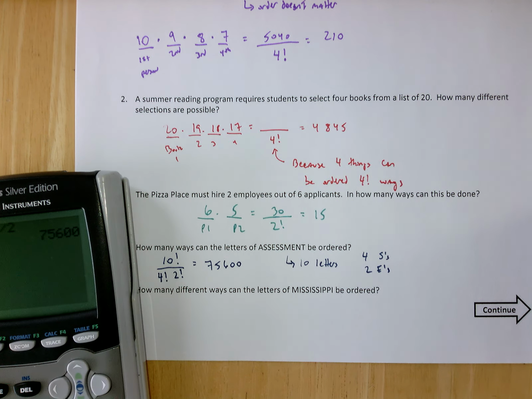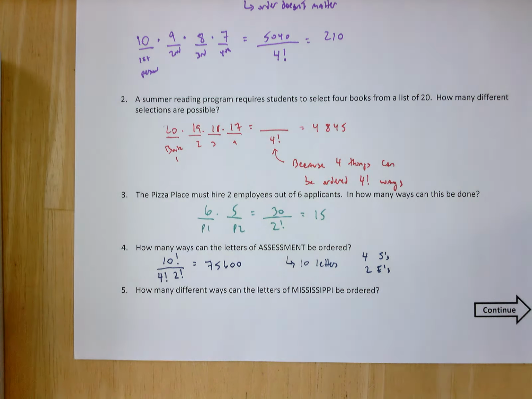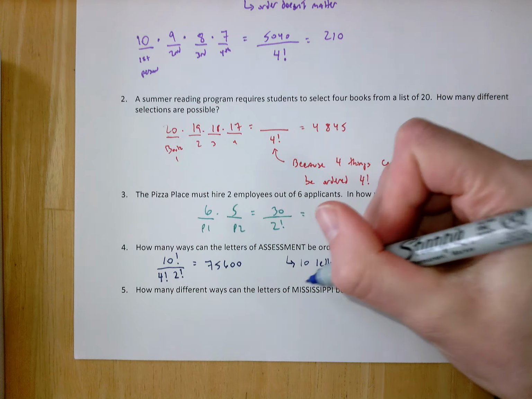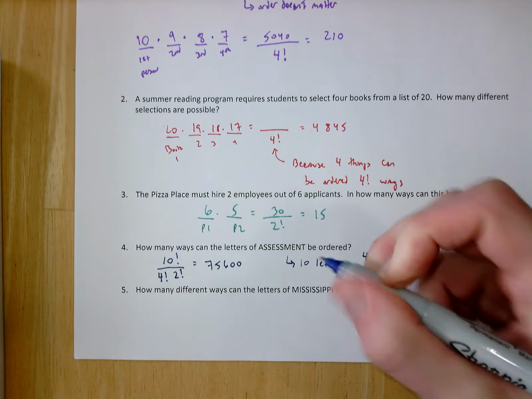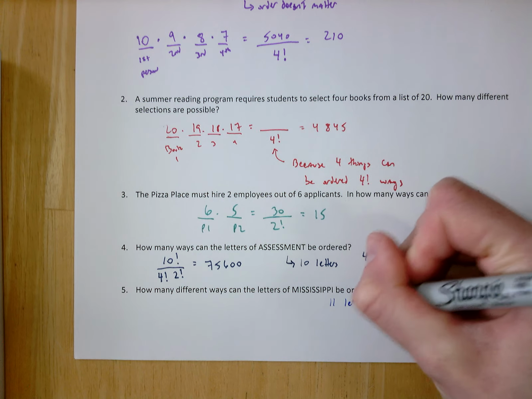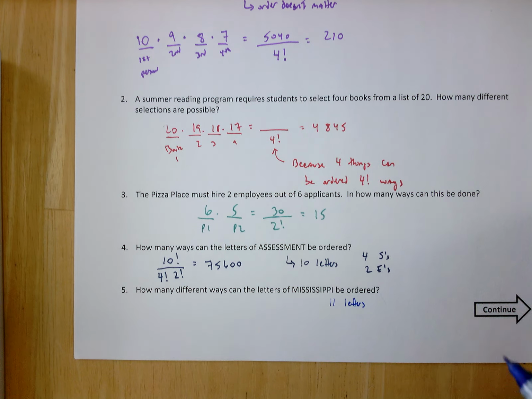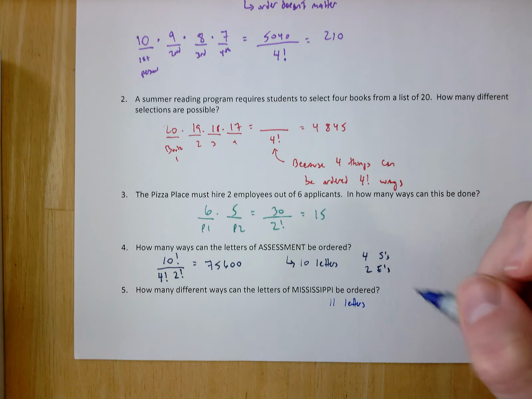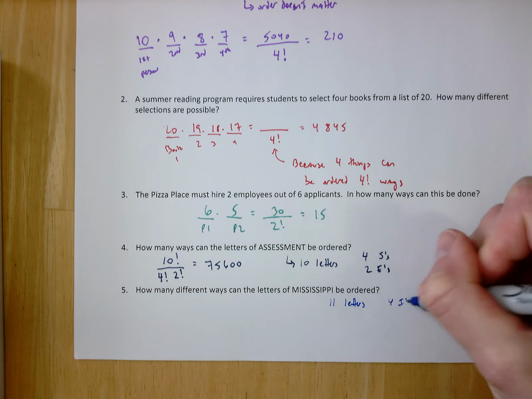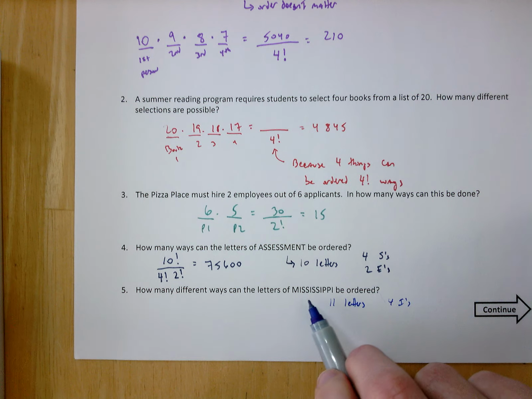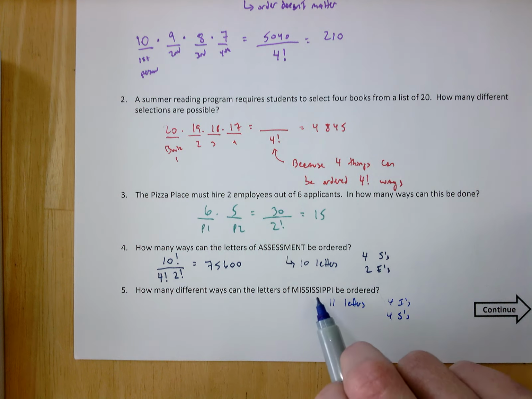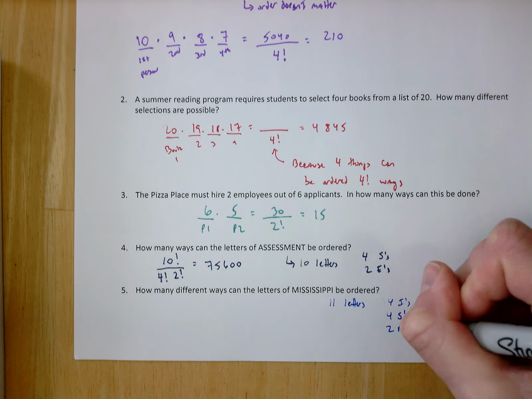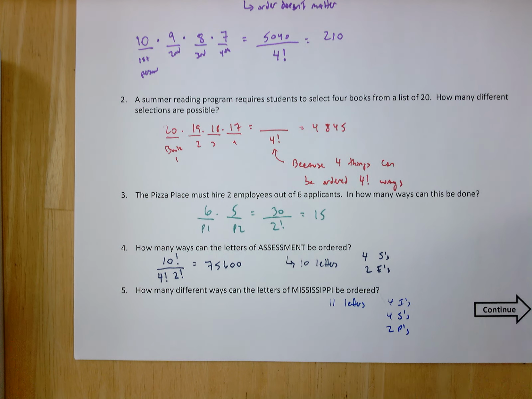All right, so next one, Mississippi. For some reason, Mississippi is a very popular word to look at when you're discussing these kinds of things. I'm going to count up how many letters. 1, 2, 3, 4, 5, 6, 7, 8, 9, 10, 11. So I have 11 letters. Within there are 1, 2, 3, 4 I's, 1, 2, 3, 4 S's, and 2 P's. And I think that's it.